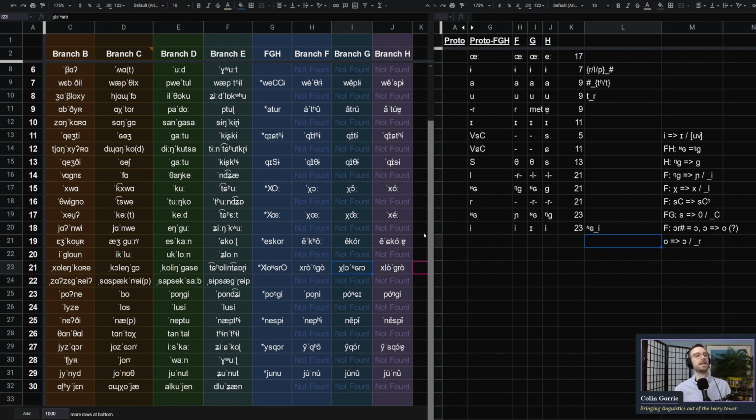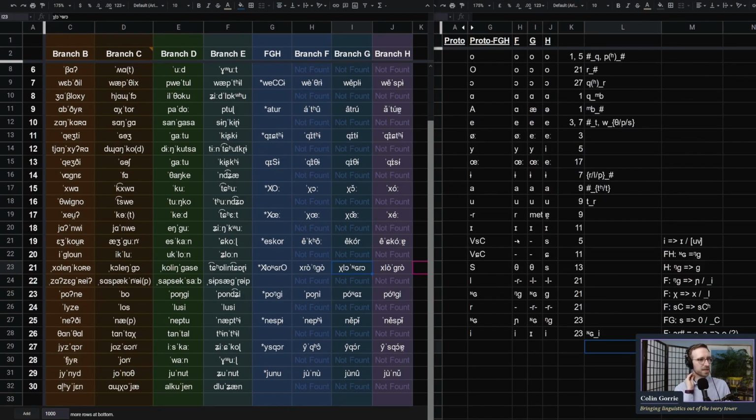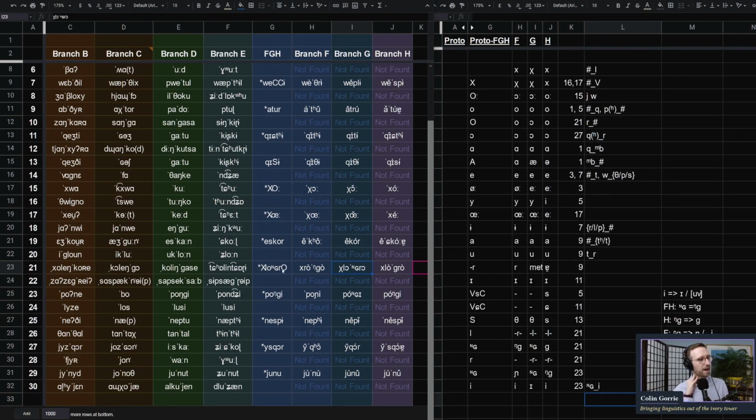And then did we make a decision, make up our minds about the vowel? All right, so we're going to make this into a uvular. Oh my goodness. All right.